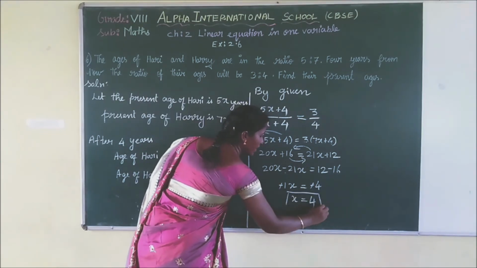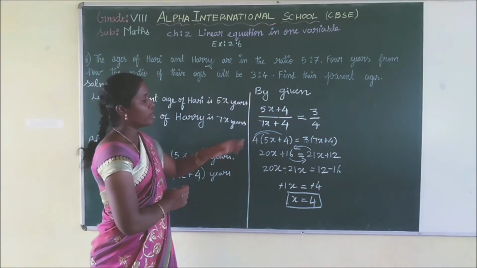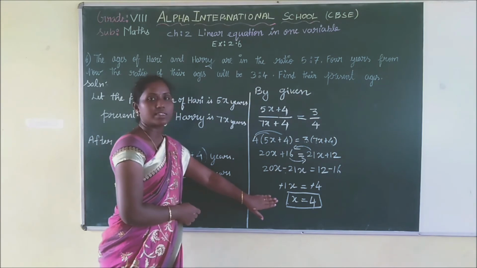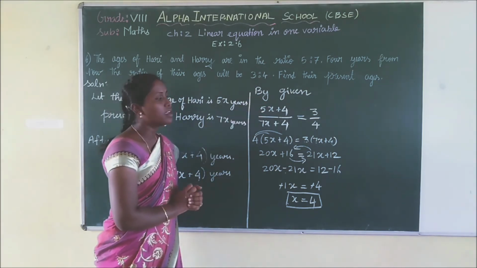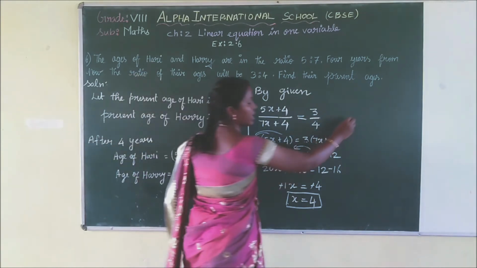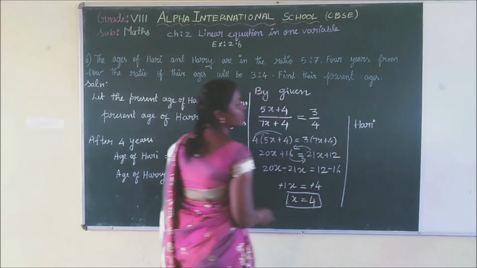So what is the value of x here? x is equal to 4. But what is the question here? We solved the equation and got x equal to 4. But the question is to find their present ages. We have to find the present age of Harry and Harry. So the present age of Harry. How can we find the present age of Harry?